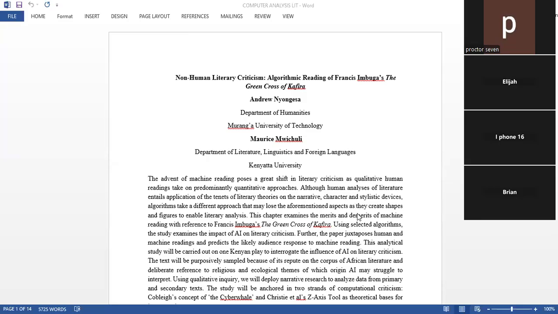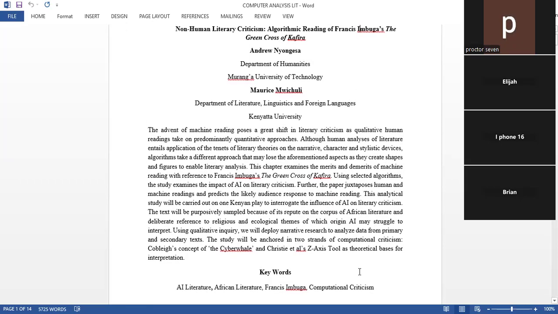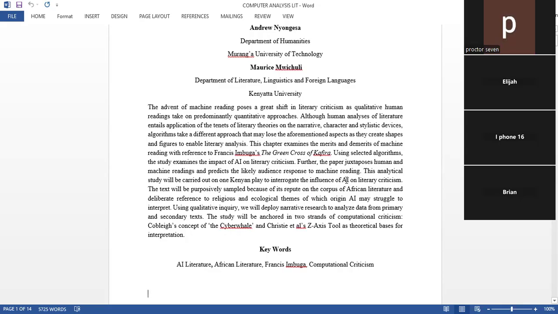So for example, you can see again, this is the abstract, although it is not written, but this is the abstract. And then you must have keywords after writing the abstract. Of course, the topic is the first thing. You must have a topic. The non-human literary criticism, algorithmic reading of Francis Imbuga's The Green Cross of Kafira. And in the abstract, of course, you must have the methods, the statement of the problem, and all that.